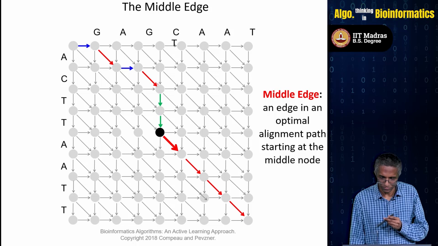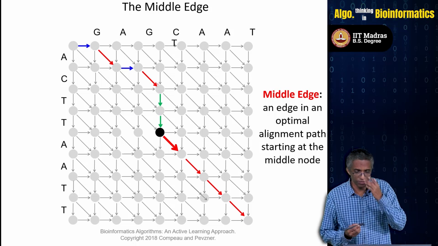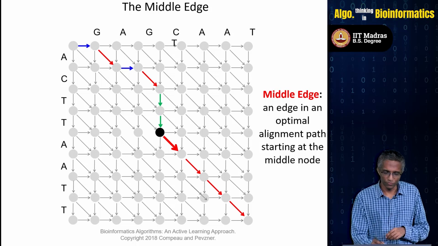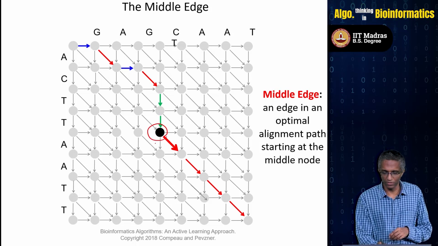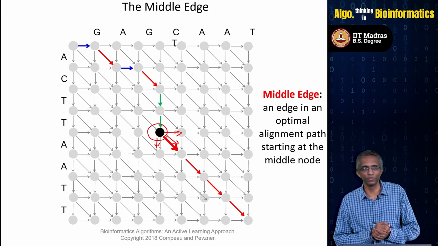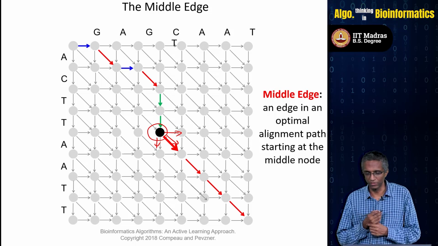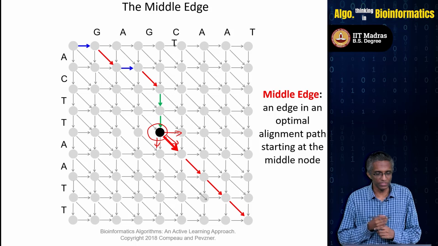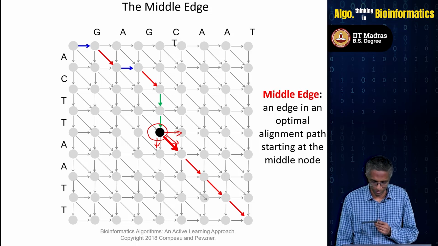Okay. And again, the middle edge is simply the edge in an optimal alignment path starting at the middle node. Okay, so from the middle node, what is the best path? Will it take this edge or this edge or this edge? Which of the 3 edges is it going to take? Okay, that is the middle edge. Okay, so the optimal path will go through which of these 3 edges starting at the middle node.